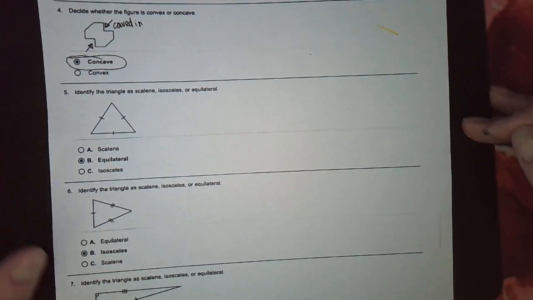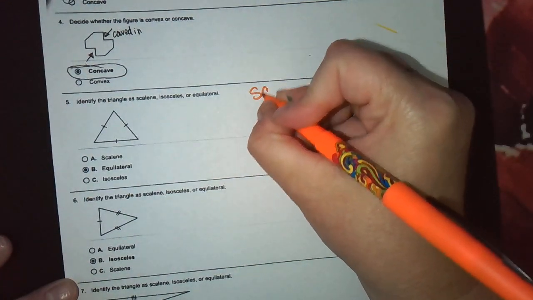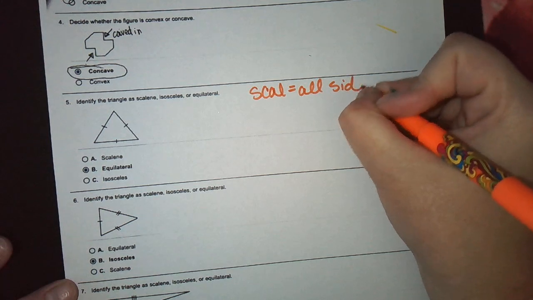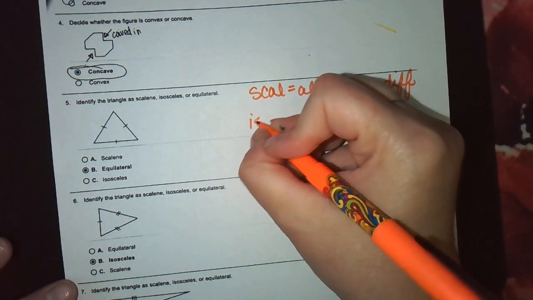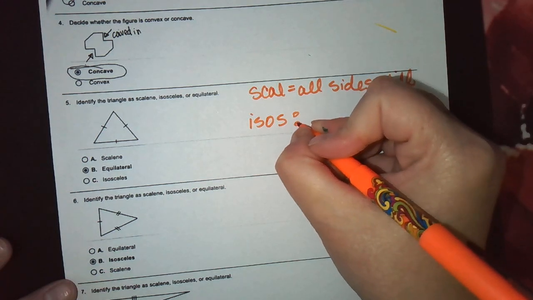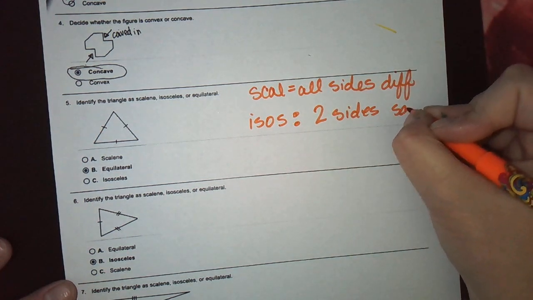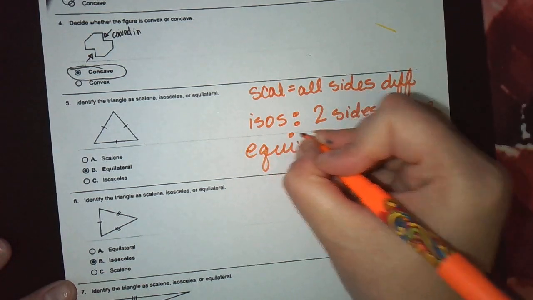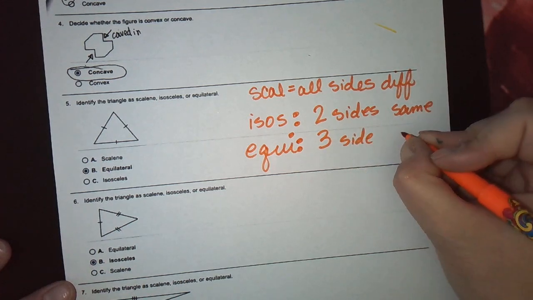Alright, the next ones, we've got to figure out whether it's scalene, isosceles, or equilateral. Okay, scalene means all sides are different. Isosceles means two sides are the same. Equilateral means three sides are the same.